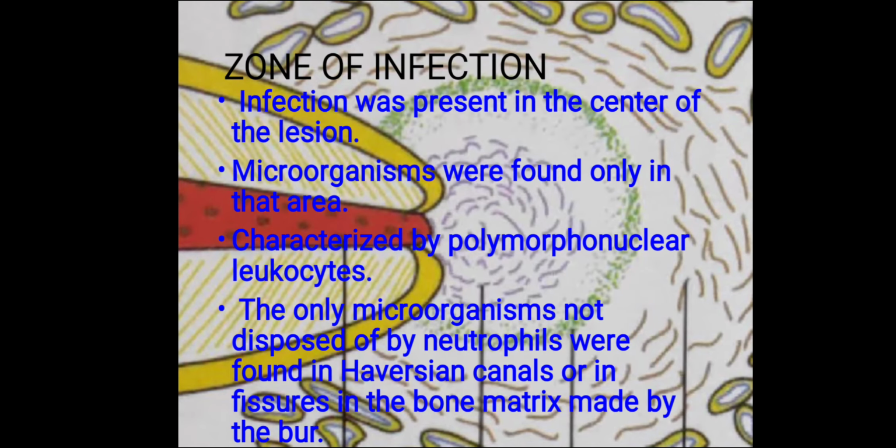Number 1, zone of infection. Predominant cells are polymorphonuclear leukocytes. The infection was present in the center of the lesion. Microbes were found only in this area. The only microorganisms not disposed of by neutrophils were found in the Haversian canals or in the fissures in the bone matrix made by the burr.